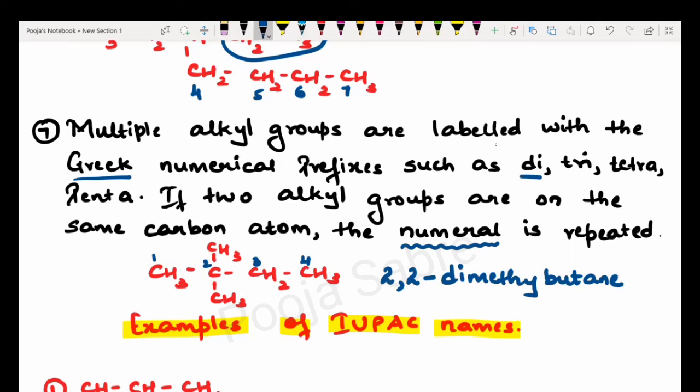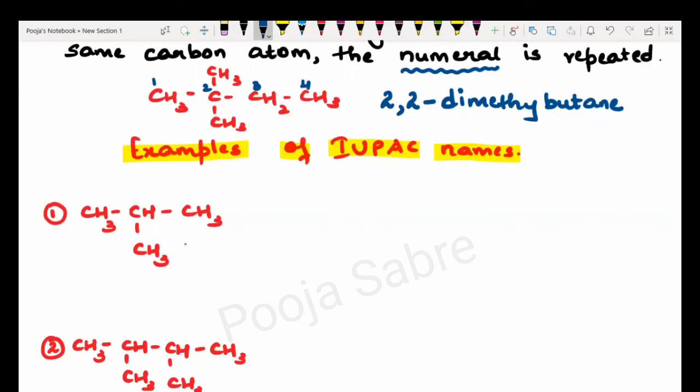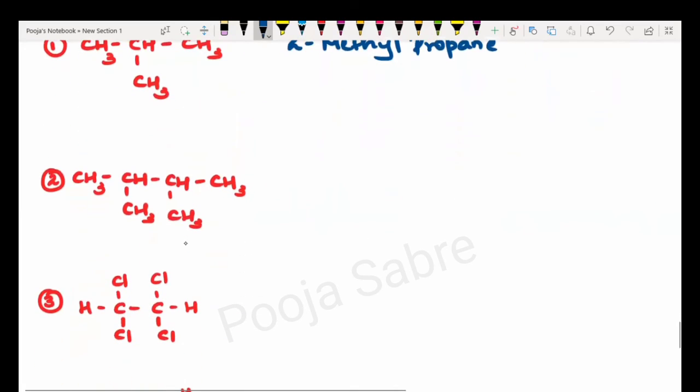Clear? Okay, so children, these were the rules which we are going to use while naming IUPAC for any organic compound. Now let us proceed ahead with few examples. Let us try to use all the rules which we have studied. The first example, the naming will be 1, 2, 3. This is my longest chain. So the naming will be 2-methyl propane. Since 3 carbon are present, so the word root is prop.